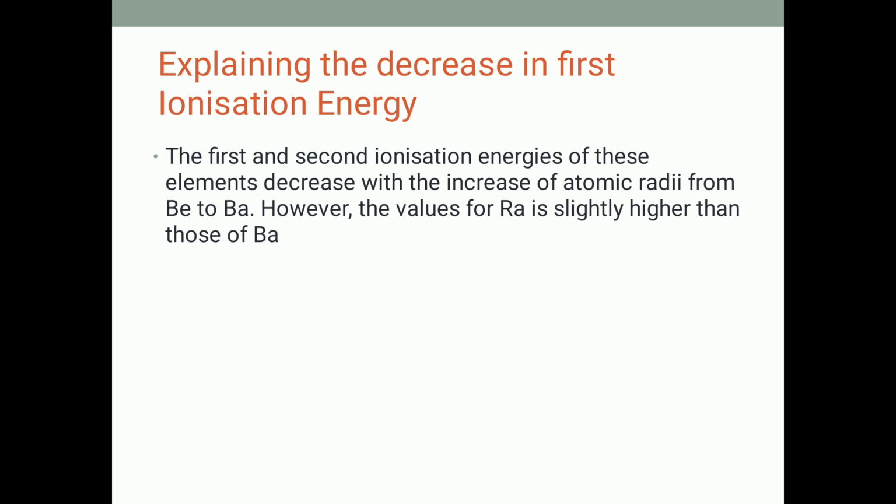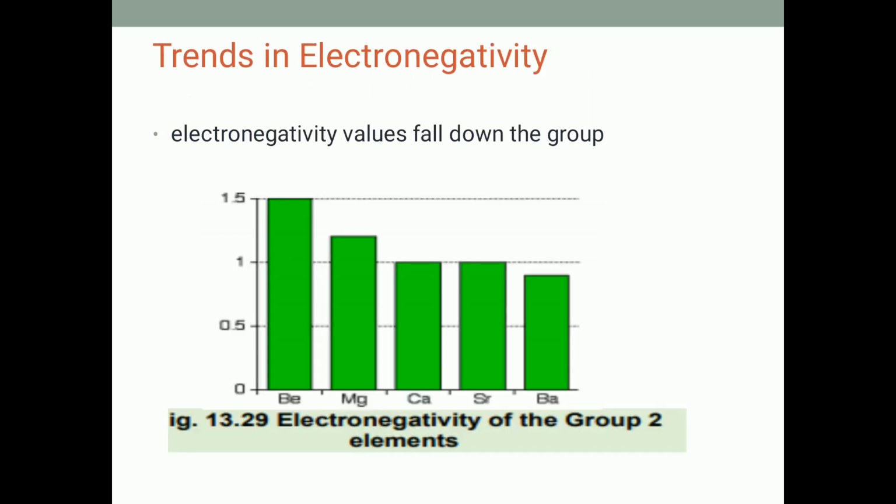Why does the first ionization energy decrease down the group? Because atomic radii increase from beryllium to barium. That's why first ionization energy decreases down the group. Here's a graph which shows electronegativity values falling down the group, from beryllium to barium.